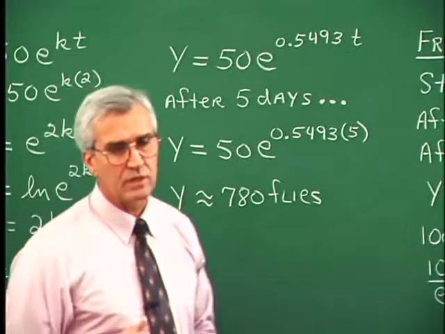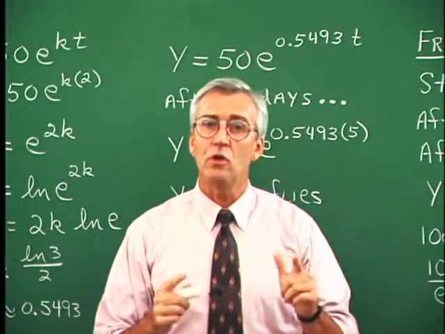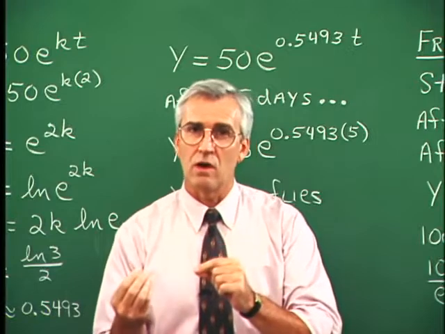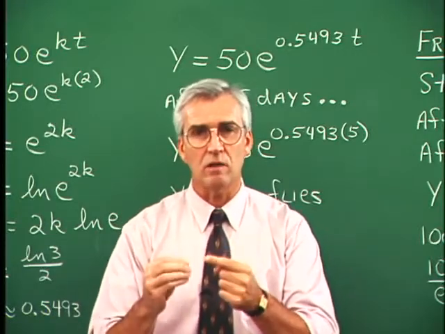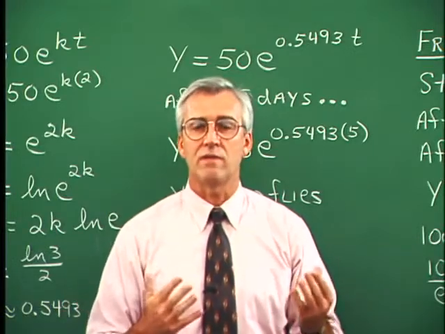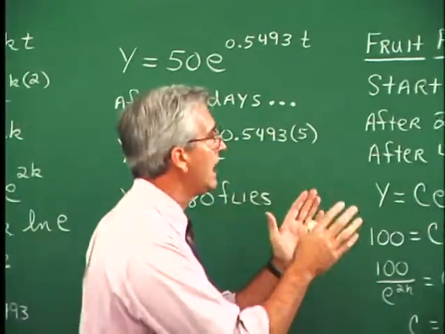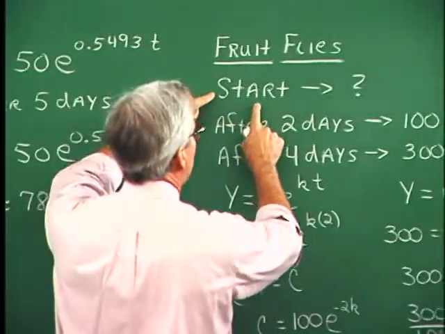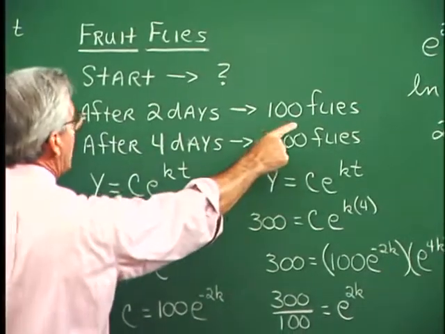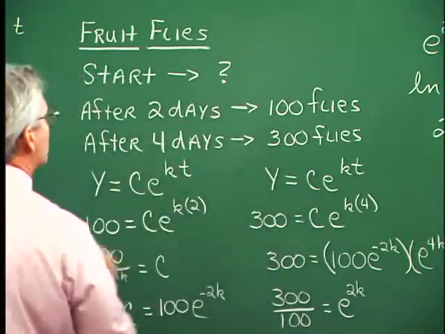Now, one of the key elements in this problem that made it relatively easy was the idea that we knew how many flies we started with. You see, because when t is 0, the kt part becomes 0, e to the kt becomes 1, and things drop out rather nicely, and we find the value of c just like that. Well, suppose we have a situation, same idea now with fruit flies, but the initial population of flies is not known to us. But we do know that after 2 days we have 100 flies, and after 4 days we have 300 flies. And we just want to know the initial population.